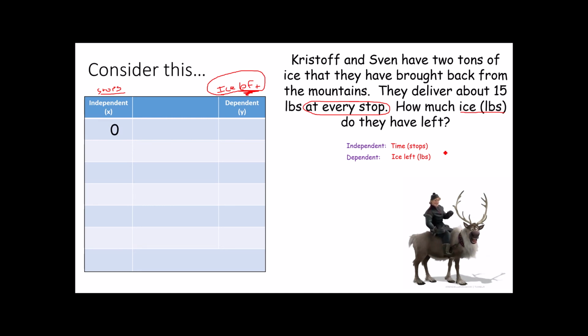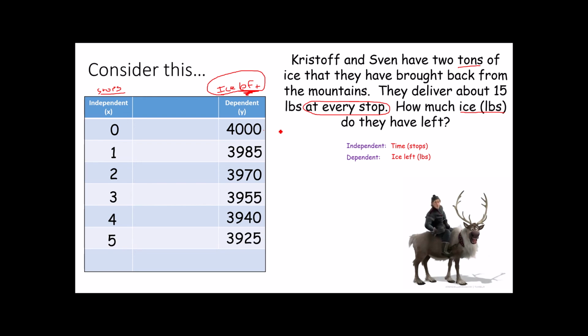If 0 deliveries have taken place, or 0 stops, he has all 4,000 pounds of ice. Did you notice I switched that on you from tons to pounds? Make sure that you're consistent. A ton is 2,000 pounds, therefore he starts with 4,000 pounds of ice. After 1 stop, he's delivered 15, leaving us with 3,985, 3,970, 3,955, 3,940, 3,925.